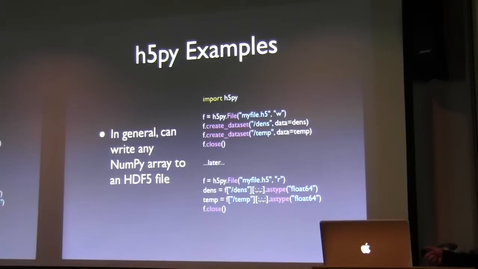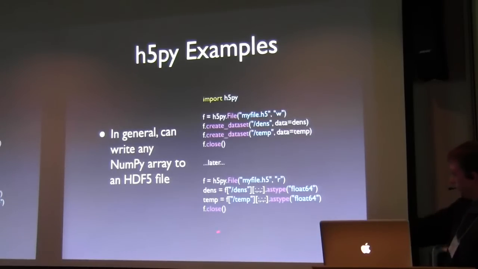This / just means it's the top of the file if you think about the HDF5 as a hierarchy. And then data is just going to be equal to the dens object, which in this case is a three-dimensional NumPy array. So I write two of these data sets to the file, close it, then later I can open it using read access, and I can recreate those two three-dimensional arrays by calling density out of the file handle. In this case, you can see that this notation gives me a three-dimensional array, and I'm just making sure that the resulting NumPy array is double precision, and then I close the file again.